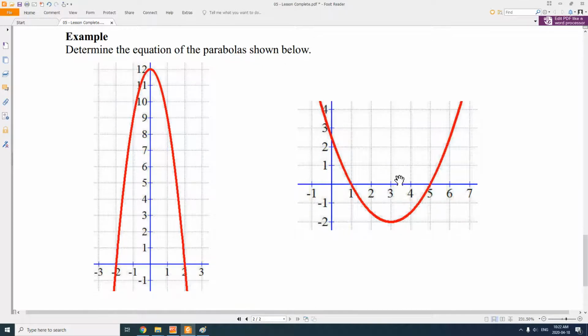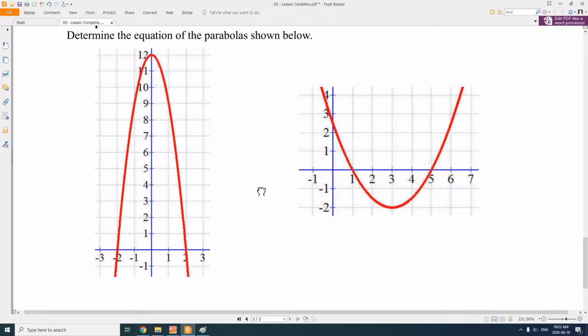Okay, last ones. Can we use this for anything? Let's kind of go the other way around now. This time you're given the graph, but you need to figure out what the equation is. All right, let's see what we can do here.